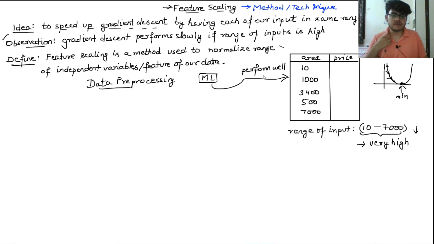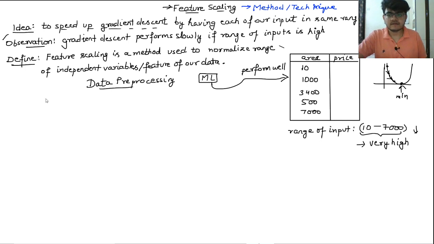The performance should be good. So you can see in this data set we have a range which is very high, and this will actually become a hindrance in slowing down the gradient descent, and that's why we are going to perform feature scaling. We are going to reduce the range. All right, so now let's see how to reduce this range.